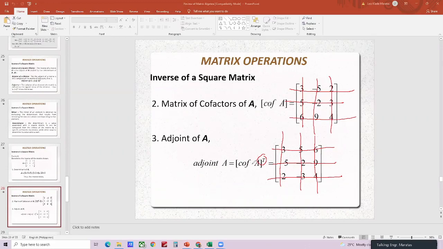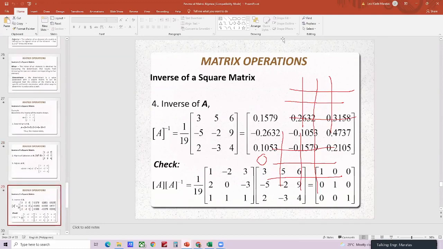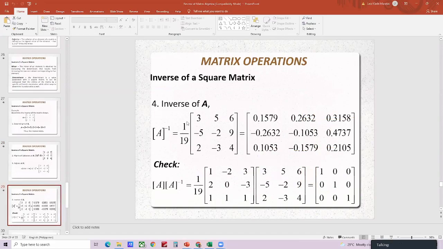So now that we have the adjoint of A and we have the determinant, that means we are now ready to solve the inverse. This is now our inverse. So this is the determinant, and this is the adjoint, or the transpose of the matrix of cofactors. Then remember, the determinant is a scalar value or a constant. You simply distribute this to all the elements, and that would be the inverse.